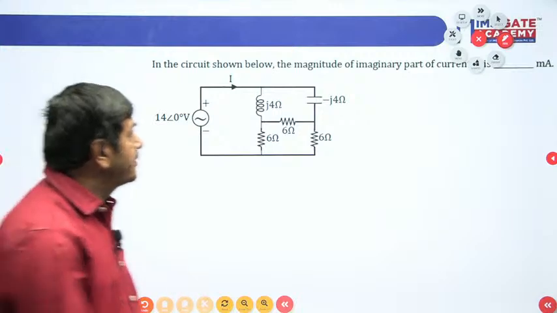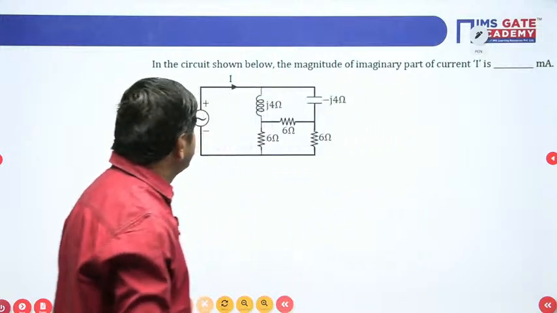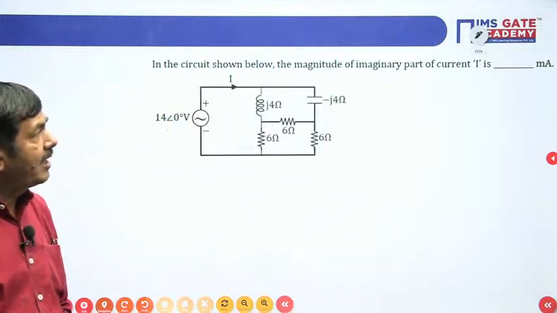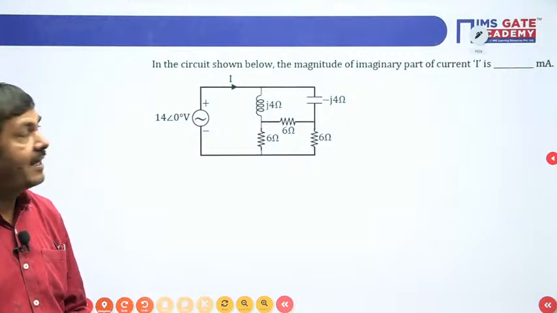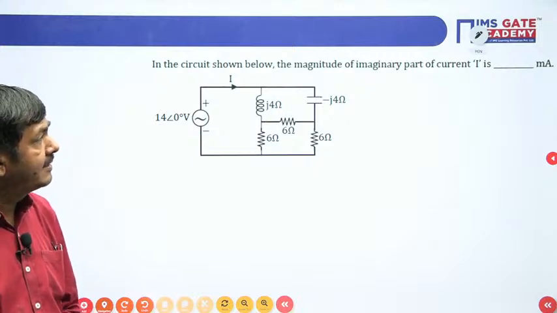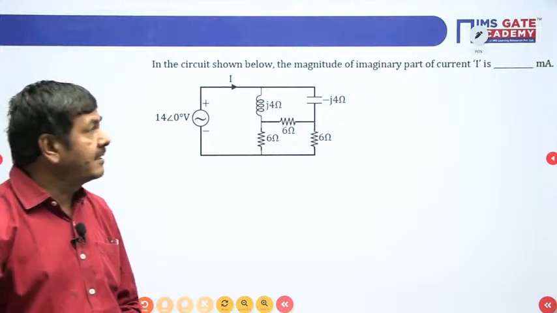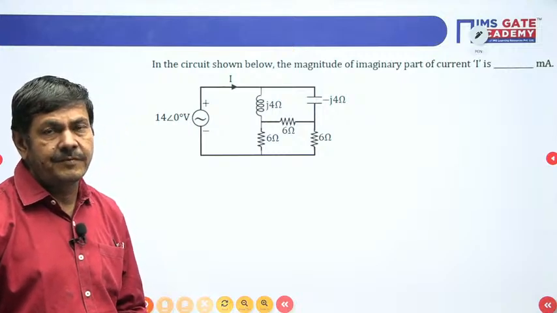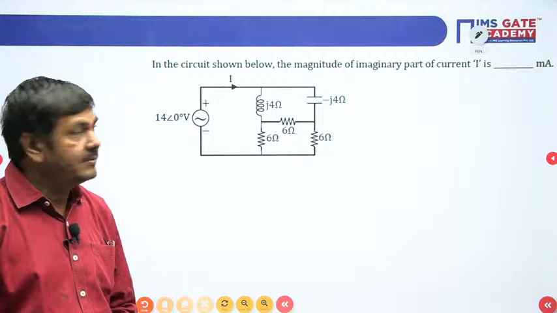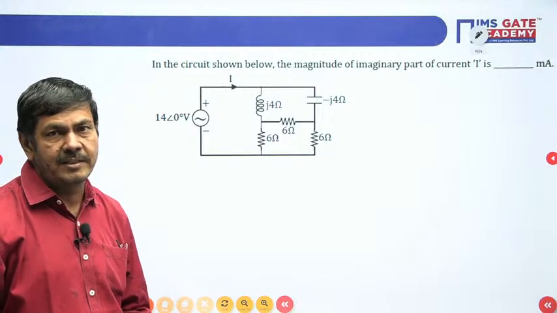What is given in this particular question? In the circuit shown below, the magnitude of the imaginary part of current I is dash milliamperes. The imaginary part of current I is required. That means you need to find the current, and the coefficient of the imaginary term is to be taken as the imaginary part of current I.